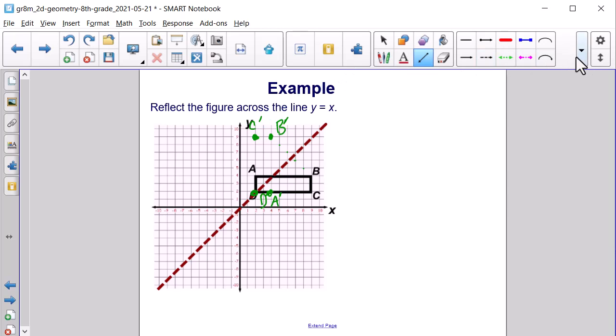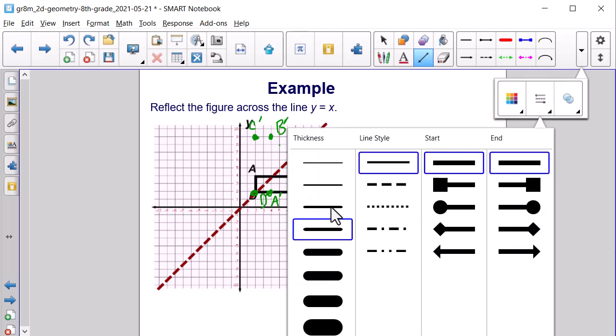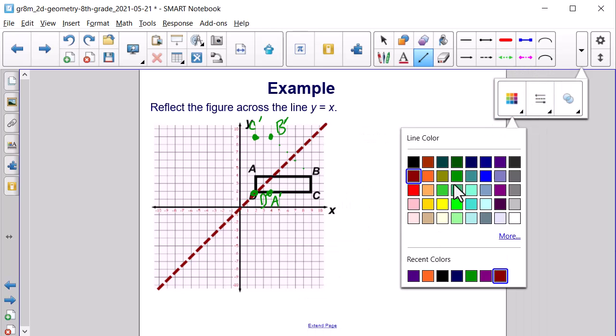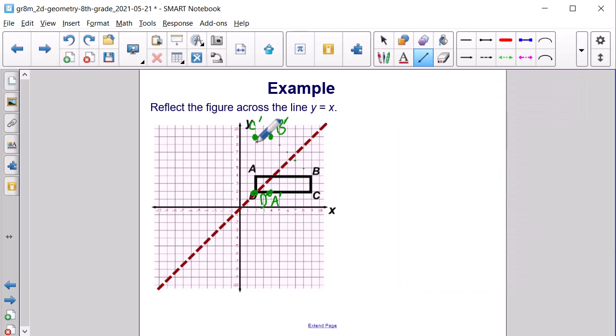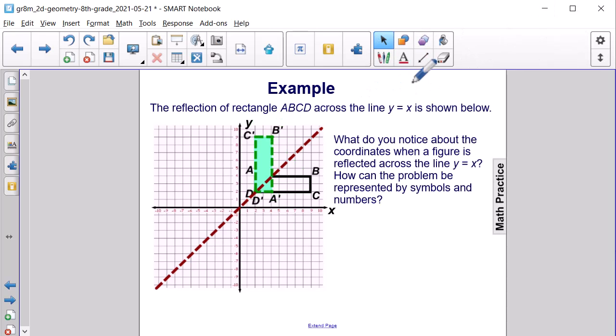And if we connect them with line segments, we'll get this rectangle that looks like this. The reflection of rectangle ABCD across the line y equals x is shown in this graph below. What do you notice about the coordinates when a figure is reflected across this line y equals x? How can the problem be represented by symbols and numbers?